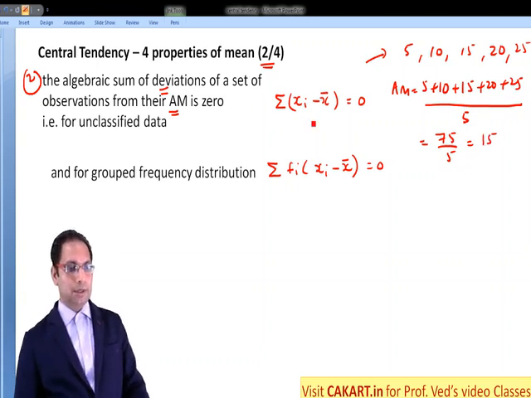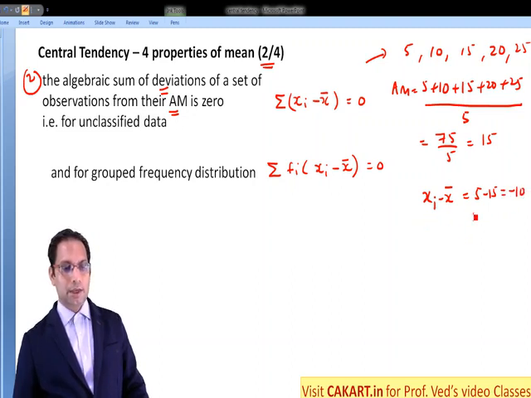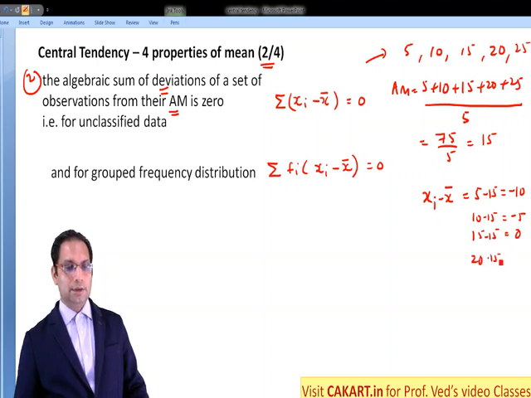Now let us calculate xi minus x bar. X bar is 15, so for xi equal to 5, 5 minus 15 is minus 10. Similarly, for 10, it is minus 5. For 15 minus 15, it is 0. For 20, it is 5, and for 25 minus 15, I get 10. So the question is, if I add all these deviations, minus 10, minus 5, 0, 5, 10, what do we get?